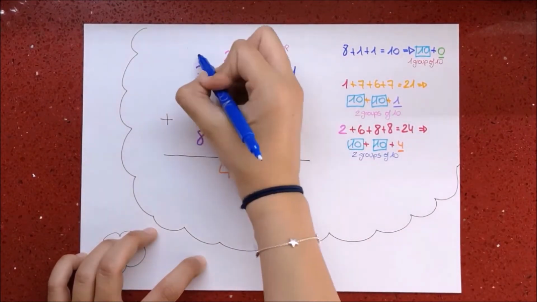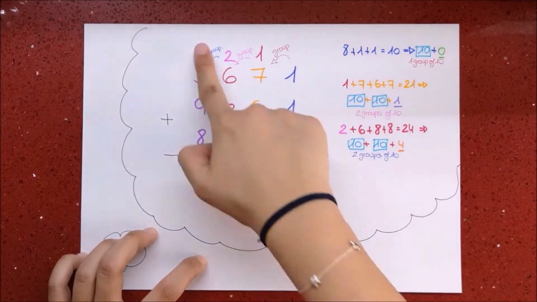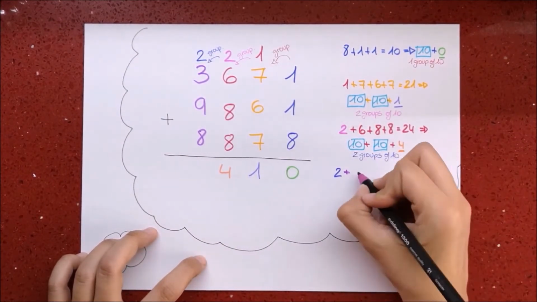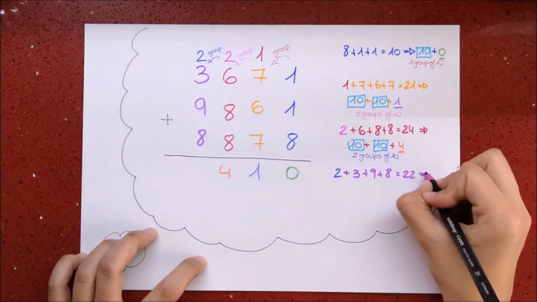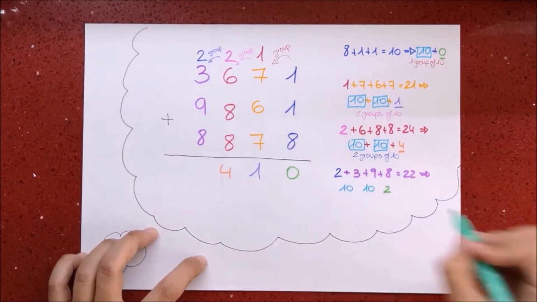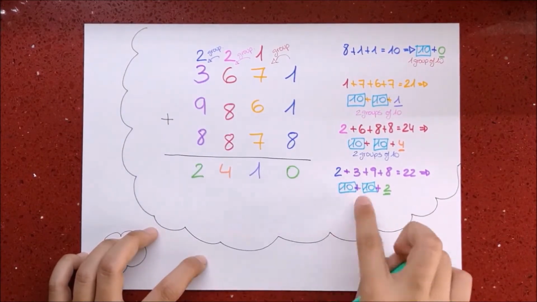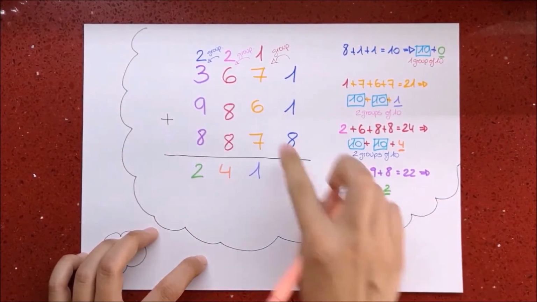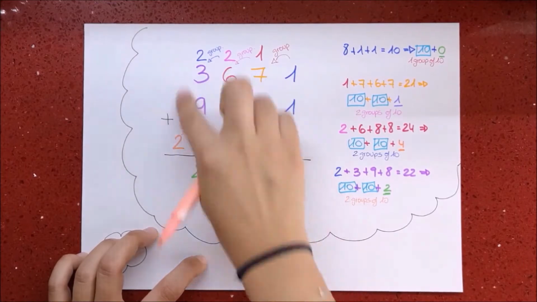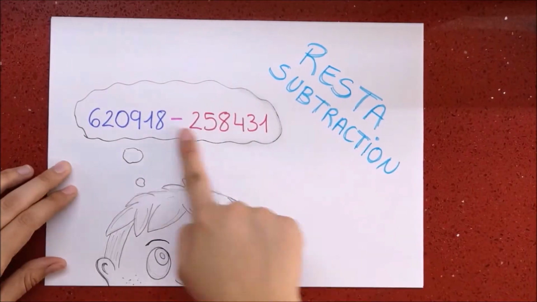Now we have 2 groups plus 3 plus 9 plus 8. In total we have 22. That is 2 groups of 10, and we write 2 here. Due to the grouping, we still have 2 groups, and this will be our result.